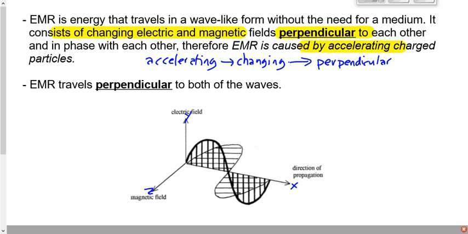And which way are they going? Along the x-axis. So I had z and y for my fields, traveling along the x-axis, perpendicular to each other, perpendicular to the direction of motion. You can see that it's a sine wave as well. Right here would be my source, my accelerating charge, which generates this changing electric field and this changing magnetic field. This changing electric field generates this changing magnetic field. And this changing magnetic field generates this changing electric field, and so on and so on.